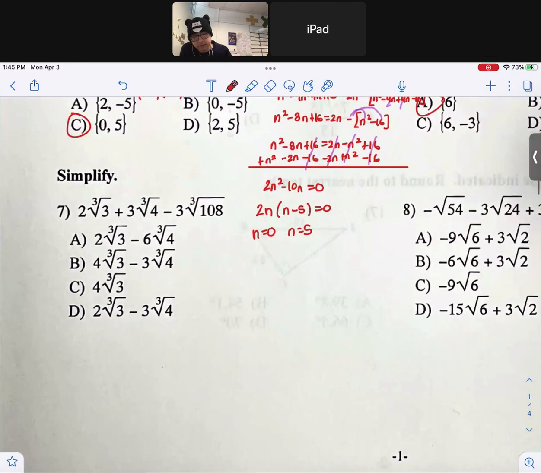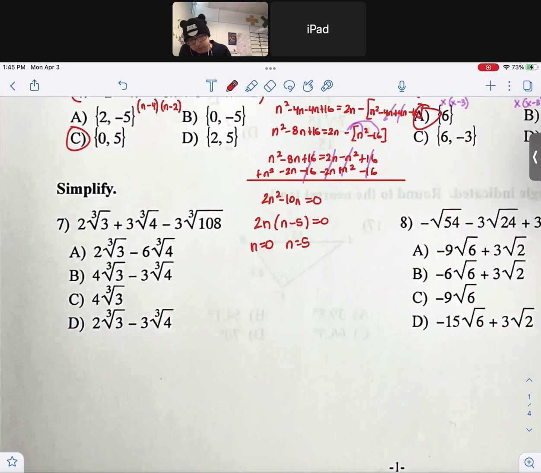Okay, number 7. So we have to simplify this. The only one we can really simplify is this one. So break down your tree by getting all its factors. Because it's an index of 3, we're looking for triplets. So triplets, no triplet, no triplet. So 2 cube root of 3 plus 3 cube root of 4.